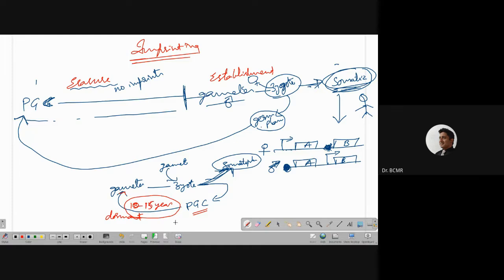So somewhere prior to formation of gametes, there are no imprints. Imprints are erased. Erasure of imprints. And by the time they form the gametes, imprints become established.